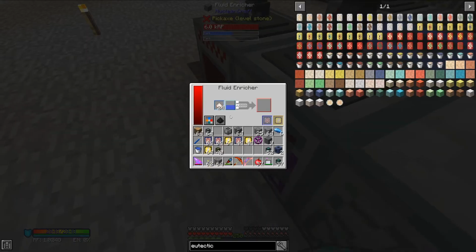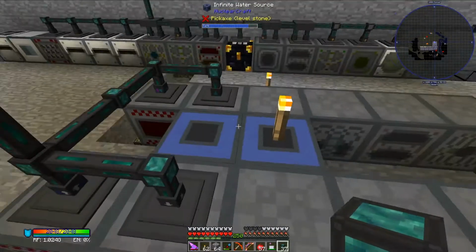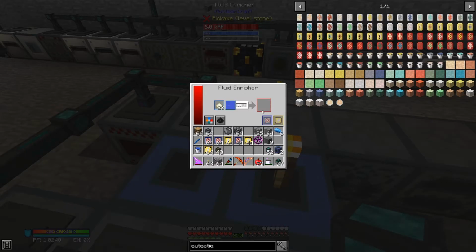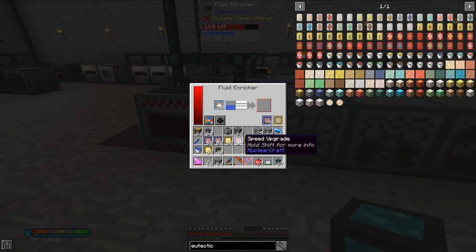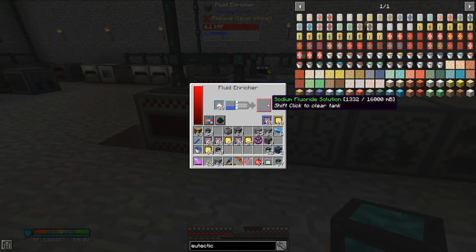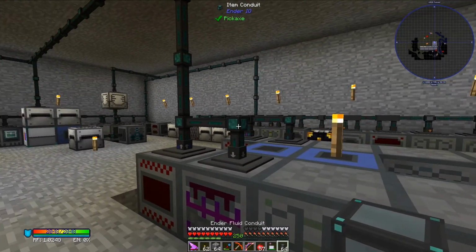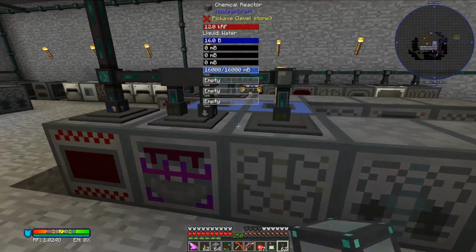So we have the sodium fluoride over here, and then the potassium fluoride over here. So let's go ahead and speed these machines up. Now, we can see the next process here. So we're getting some sodium fluoride solution. So we're going to need some fluid conduit. So we can just lay this out here and here.